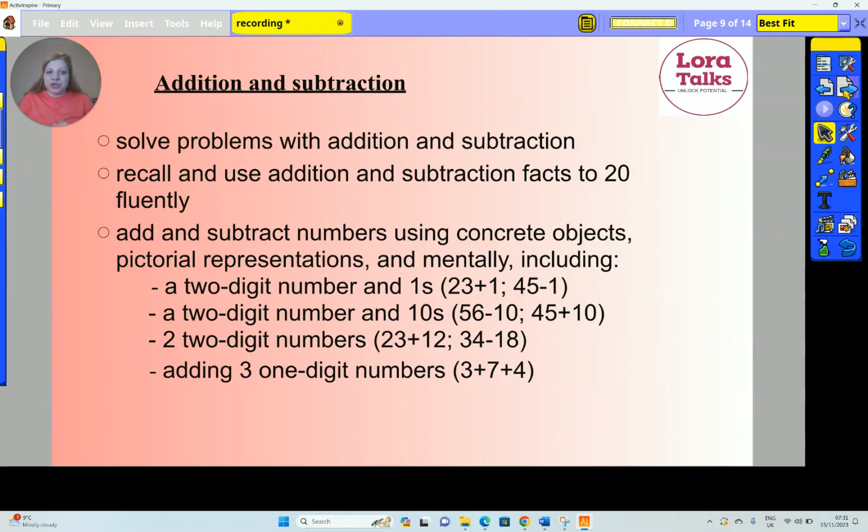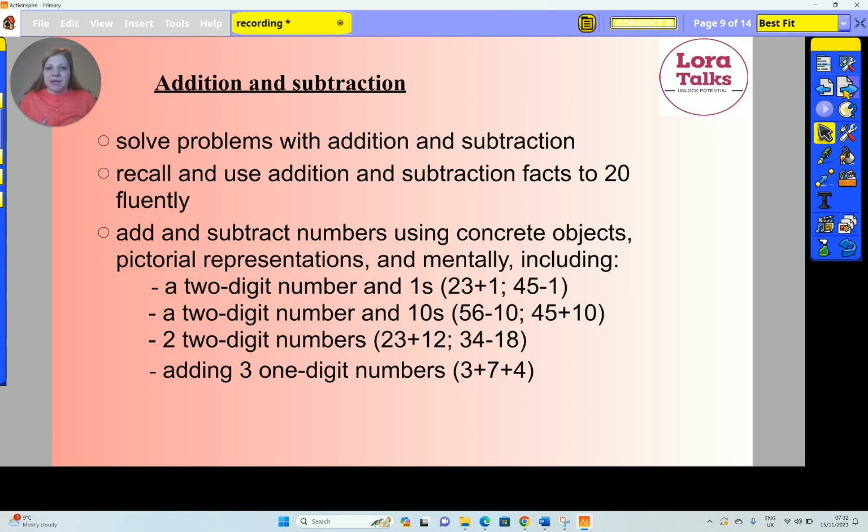So next, addition and subtraction. To solve problems with addition and subtraction. So it's simple worded problems. They're not going to be tricky ones. And it's something like my friend had 50 marbles, another friend had 48 marbles. How many marbles altogether? So they're able to solve this type of problem and understand when you need to subtract or take away.